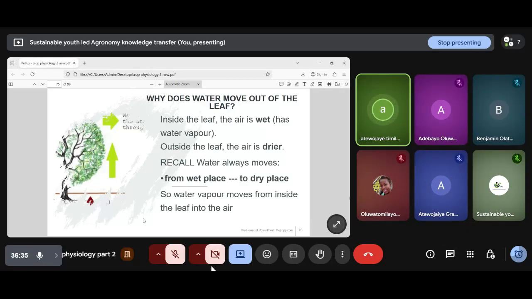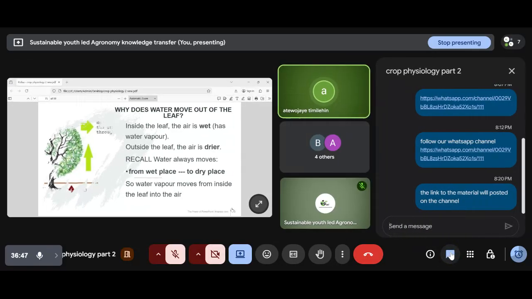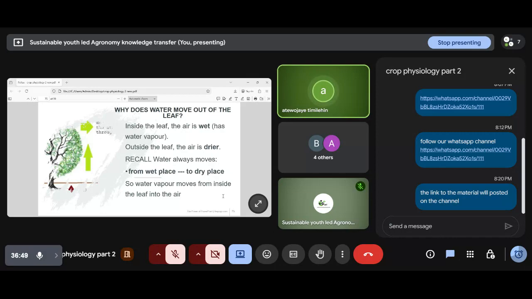Inside the leaf, the air is wet. Outside the leaf, the air is dry. Just look at it like that: outside the leaf is more dry, and inside the leaf is wet, because water always moves from a wet place to a dry place. So water moves from inside the leaf into the air. So let's move on, please.